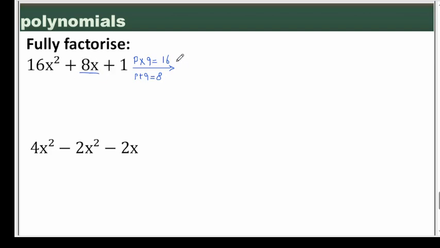So I say 16x to the power of 2 plus 4x plus 4x plus 1. Then for the second step, I have to group the first two terms and the second two terms with each other.